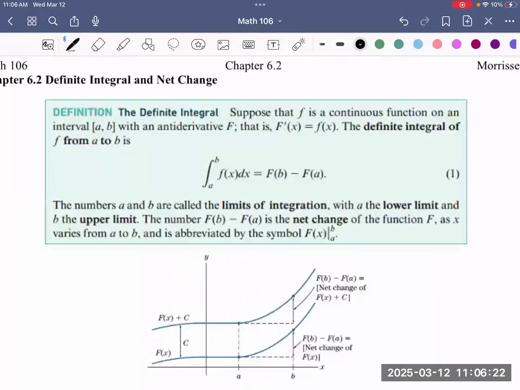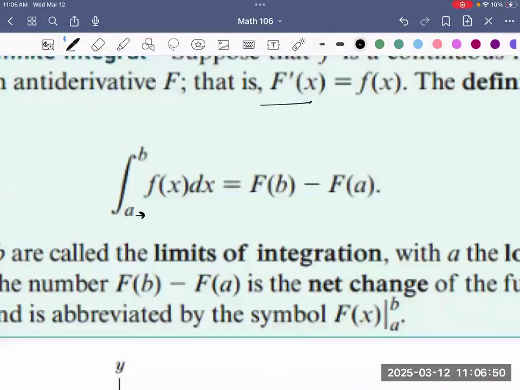So it says the definite integral. Suppose that f is a continuous function on an interval a to b with an antiderivative F, that is F prime is equal to f of x. The definite integral of f from a to b is the following. The big takeaway is that we have a as some numerical value all the way to b as some other numerical value, and we're going to integrate your function and then take the difference between b and a once you plug it in.